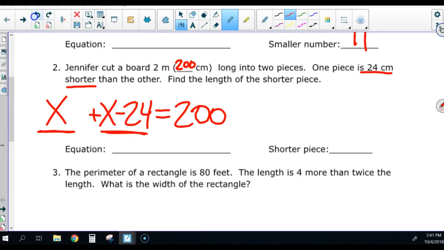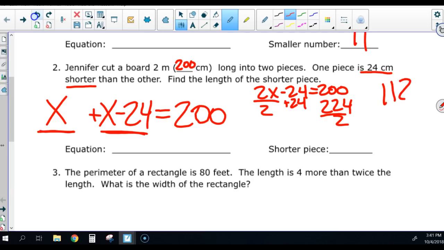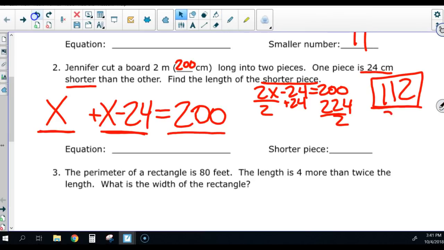To solve that equation, combine like terms. 2x minus 24 equals 200. Add 24. We got 224. Divide by 2. And 112 is 1 piece. They want to know what the shorter piece is. Well, if the whole thing adds up to be 200, and 1 piece is 112, the other one would have to be 88. The shorter piece is 88.